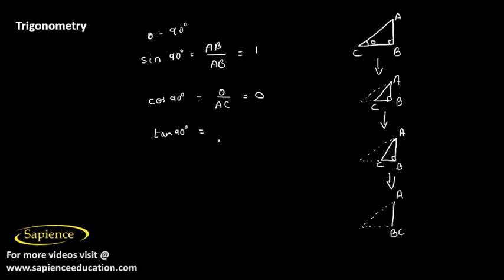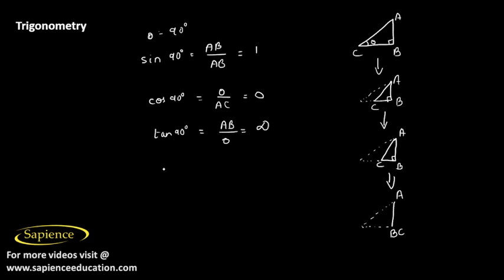Tan 90 is equal to the opposite side by adjacent side. So for C, the opposite side is AB and the adjacent side is the side BC, which has become 0. So AB by 0, and anything divided by 0 will be infinity or undefined.